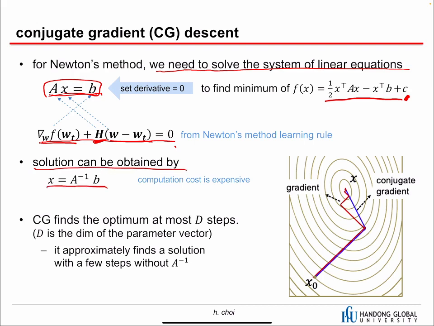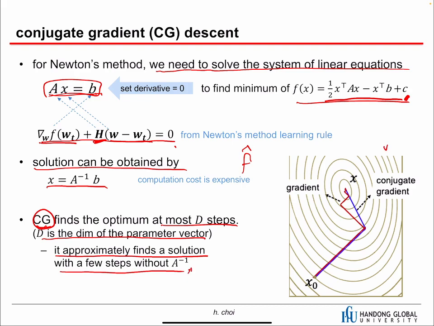It's just simple when A is invertible, but the computation cost is expensive. That's why we talk about conjugate gradient. Conjugate gradient finds the optimum in at most n steps. So still, we are talking about these quadratic equations. When we have a function, we approximate it. Now we focus on just the quadratic equation. We talk about f hat, not f. And the conjugate gradient finds the optimum in at most n steps, where n is the dimension of the parameter vector. It approximately finds a solution with a few steps without A inverse.